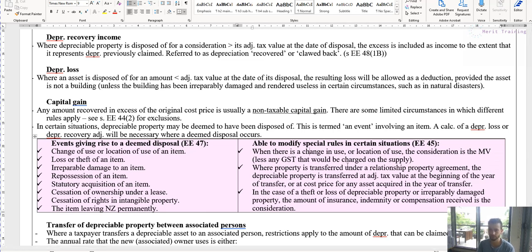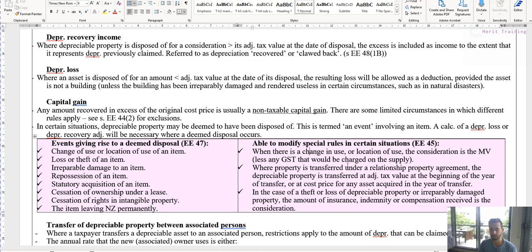Secondly, where property is transferred under a relationship property agreement, remember, which is to do with divorces in a court of law, the depreciable property is transferred at adjustable tax value at the beginning of the year of transfer, or at cost price for any asset acquired in the year of transfer. Similar to property as we discussed in that chapter, it's just meant to ensure that the gain doesn't trigger in the event of a relationship property transfer, and it's just deferred until a later date, so the taxpayer is in the same position that they would have been in if they hadn't had this divorce.